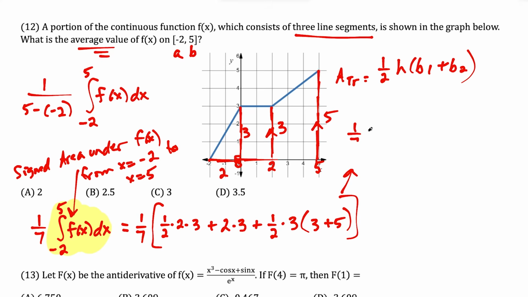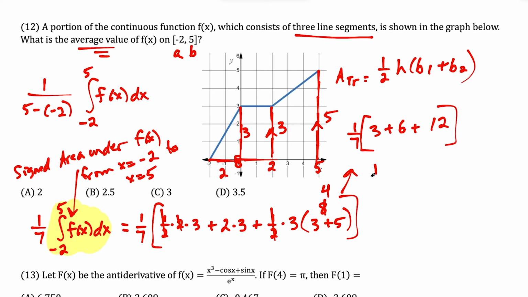Just make sure you don't make some silly mistake at this point. So now half of 2 just cancels. So I have 3 plus, and now I have 2 times 3 is 6 plus, and then on the inside here, I have 3 plus 5 is 8. And if I do 1/2 times 8, that's going to give us 4. So now we have plus 3 times 4 is 12.